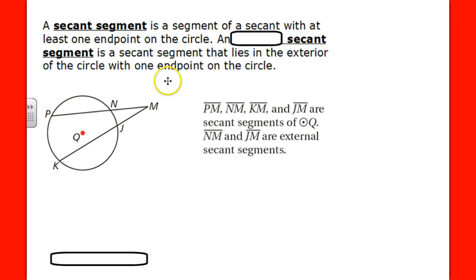So out here, part of the secant is from N to M. That's outside the circle, right? So we call that an external secant segment. It's a secant segment that lies in the exterior of the circle with one endpoint on the circle. So PM, NM, KM, and JM are secant segments of circle Q. NM and JM are the external secant segments.